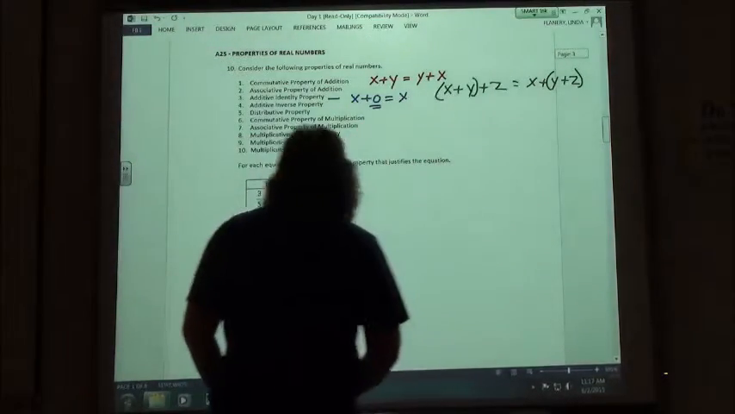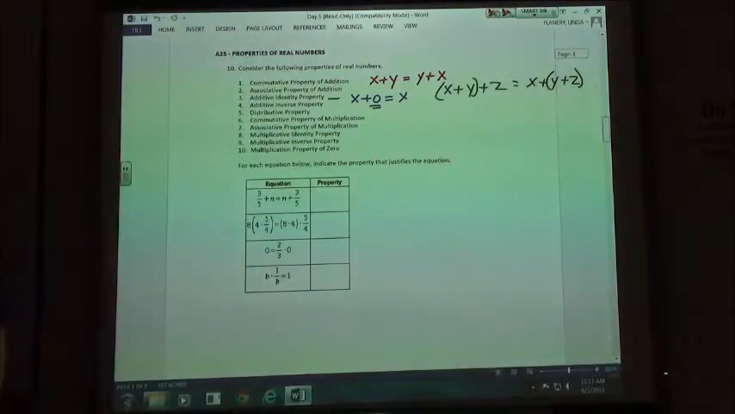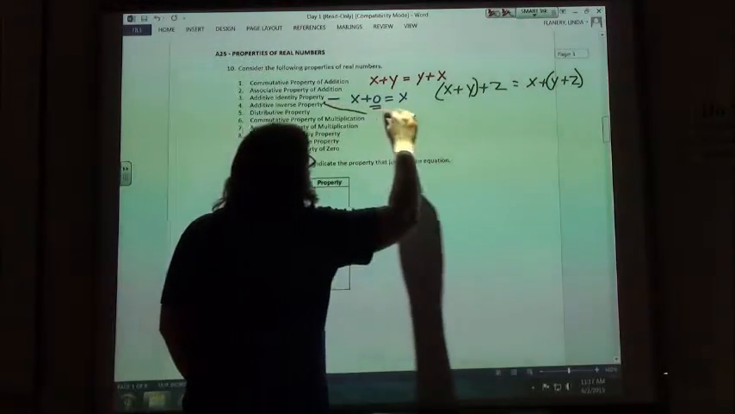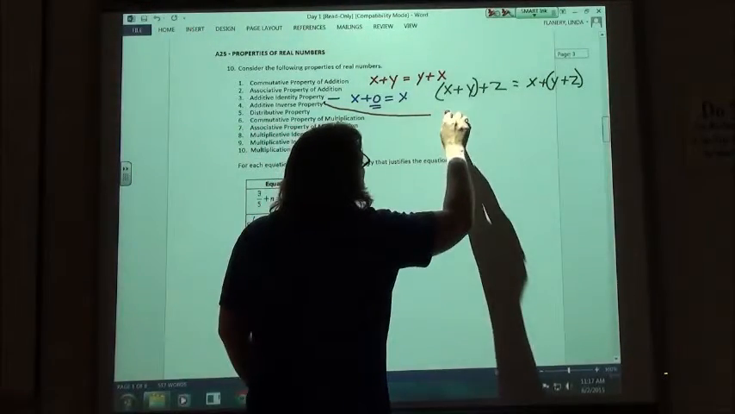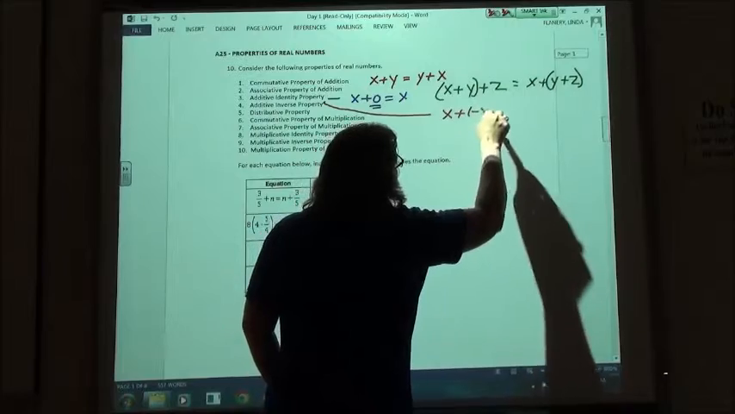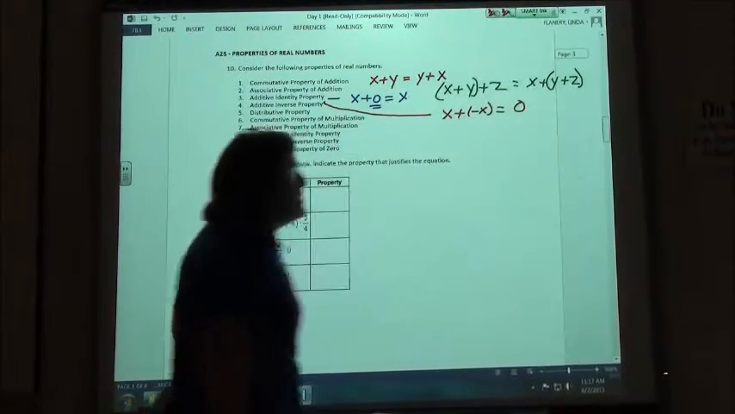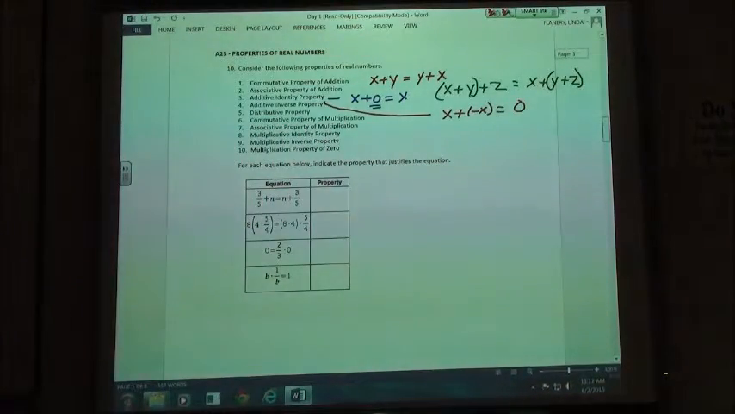Additive inverse property. The word inverse means opposite. The opposite of adding is subtracting. So the additive inverse property says that if I add two numbers that are opposite, I get an answer of 0. Their example would be something like x plus a negative x equals 0. 3 plus negative 3 is 0. If I add opposites, I get 0.